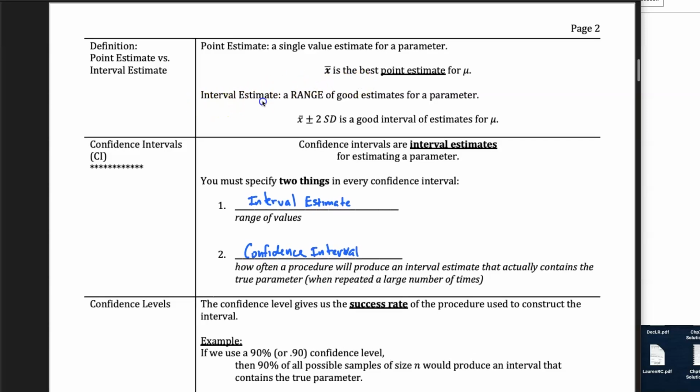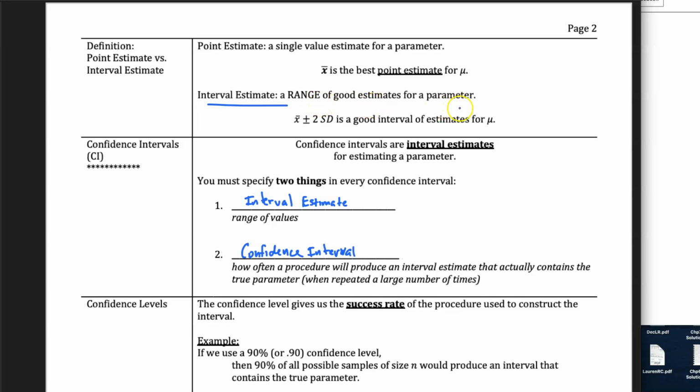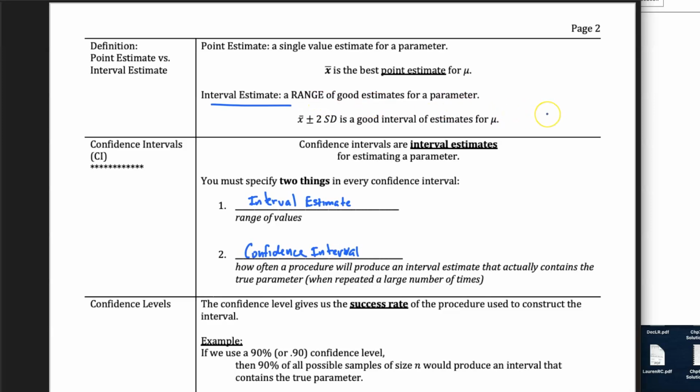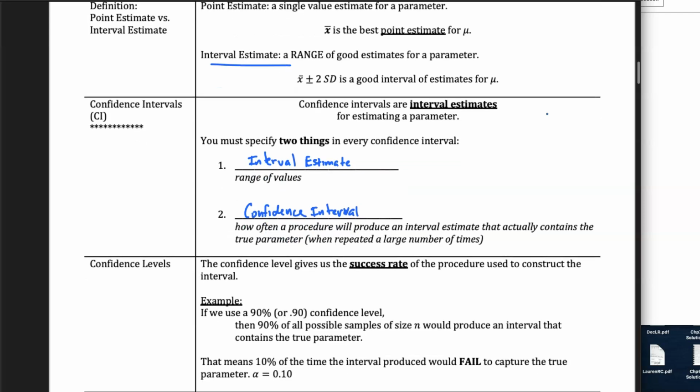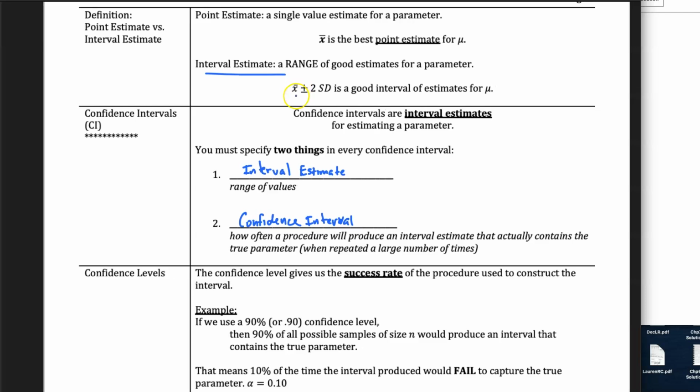Now what we're going to learn how to do is convert our data, our statistics, into an interval estimate, a range of values of good estimates, like a low and a high. And the way we're going to do that is taking your X bar, your point estimate, plus or minus, in general, 2 standard deviations. That's kind of a good estimate to get an interval. Now we're going to have more precise techniques to do this, but that's the idea.